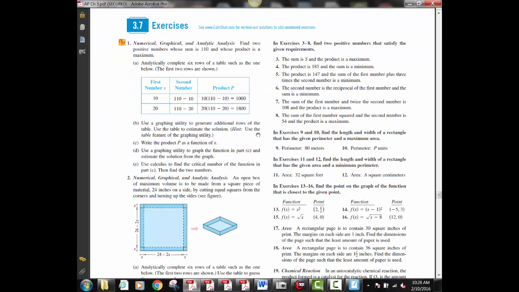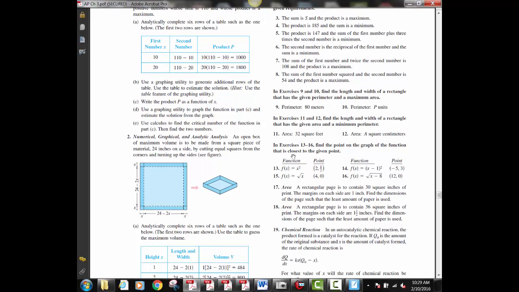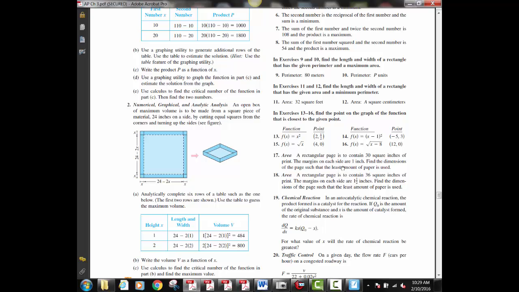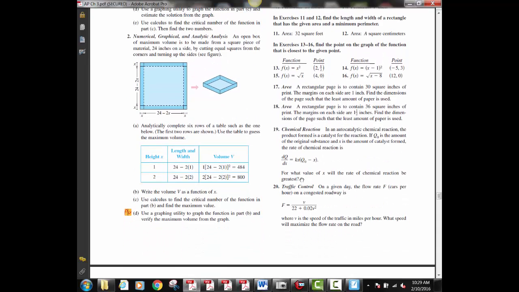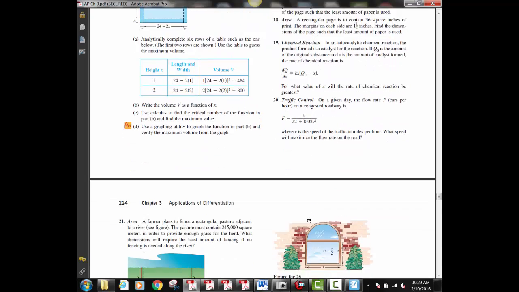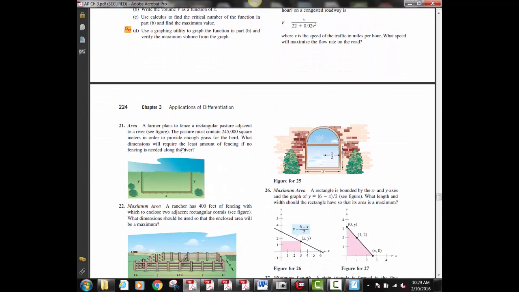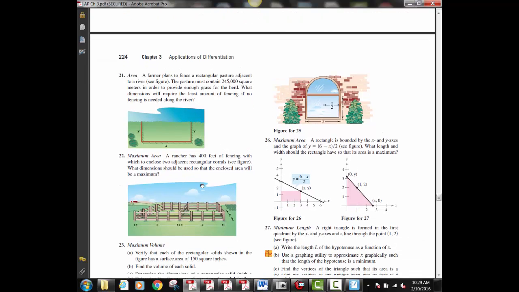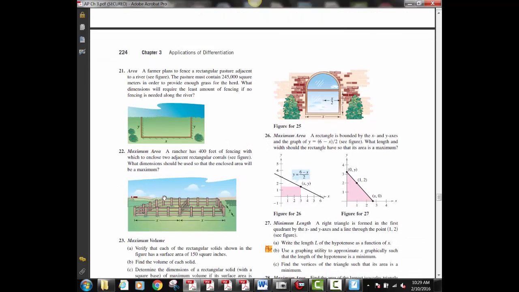One of the things you're going to want to notice about all these problems: they want the product to be a maximum, the sum is the minimum, what gives the maximum area, what produces the minimum perimeter. Closest means minimum distance. Least amount of paper. So you're going to have to pick out the noun or the adjective that implies a maximum or minimum. Greatest, maximize the flow rate. What dimensions will require the least amount of fencing so that the area will be a maximum.